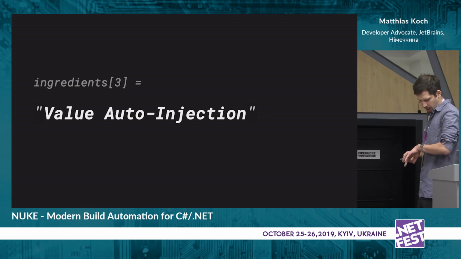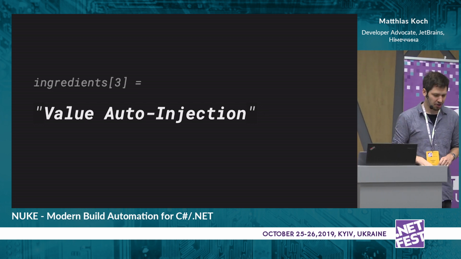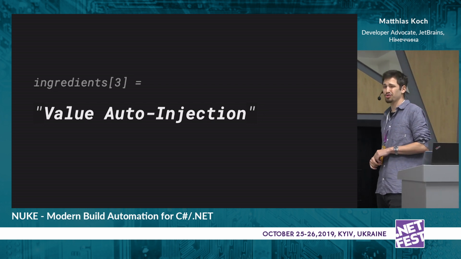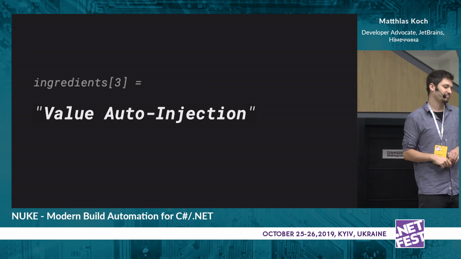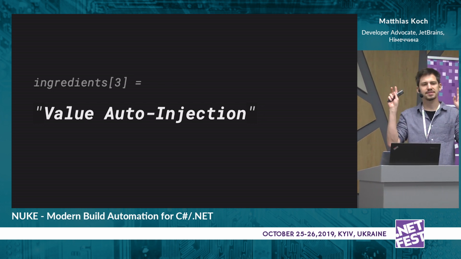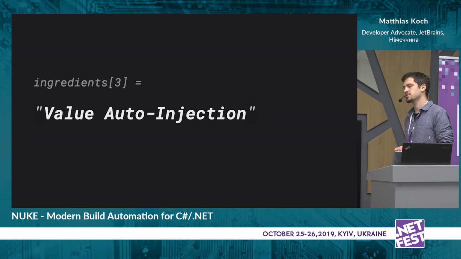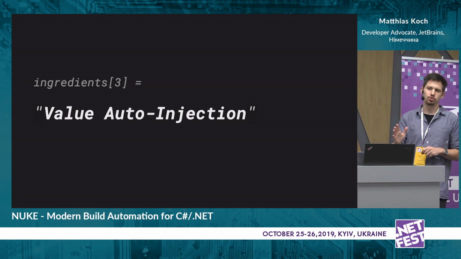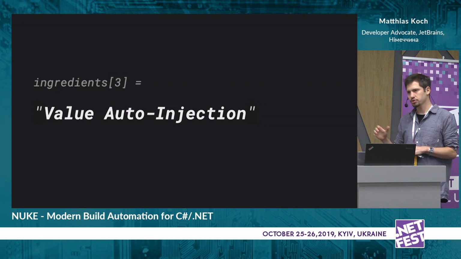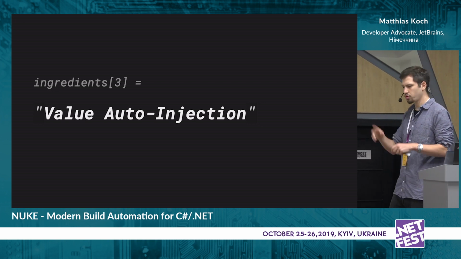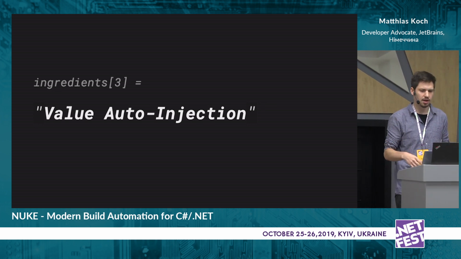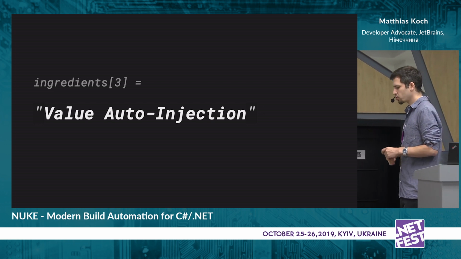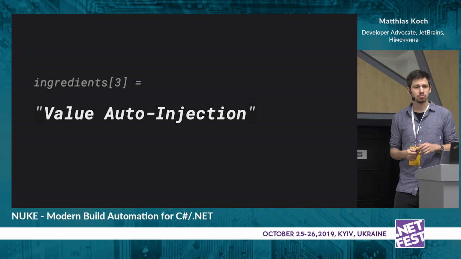Third ingredient, value auto-injection. And that's something that I've noticed with many of the other build automation tools. They have some kind of setup targets, for instance, parsing arguments from the command line, something that you put as an input into your build. For instance, you want to call your build with the target blah blah blah and configuration blah blah blah. They would have an initial target which resolves that. Or another example is GitVersion.